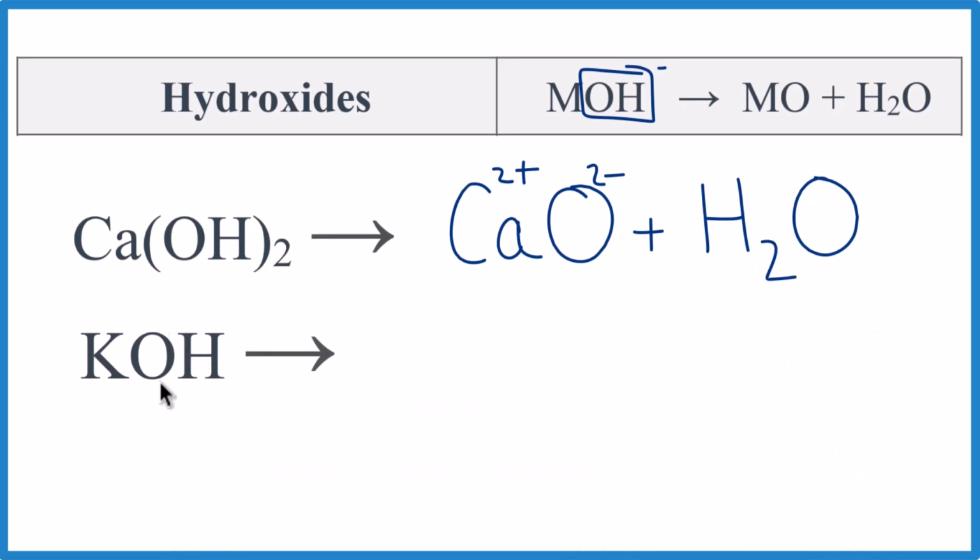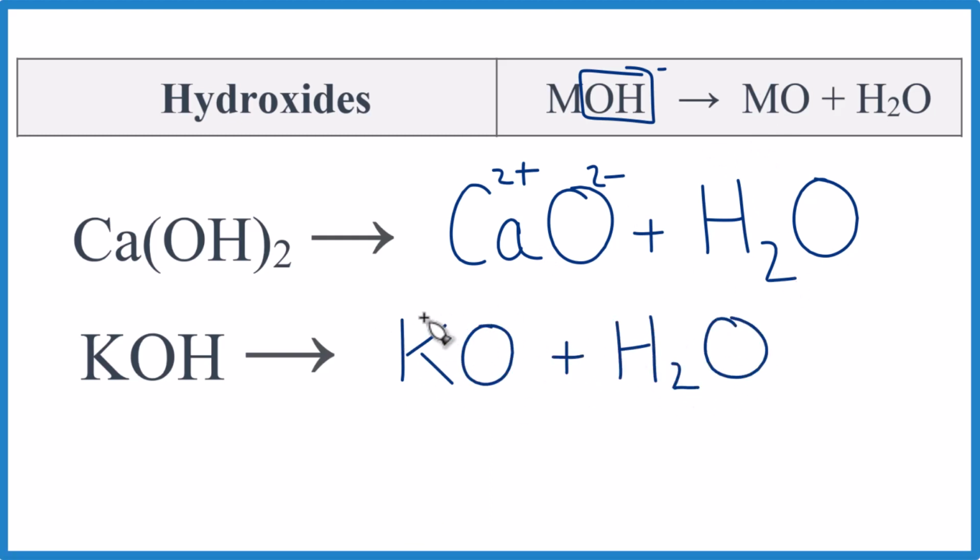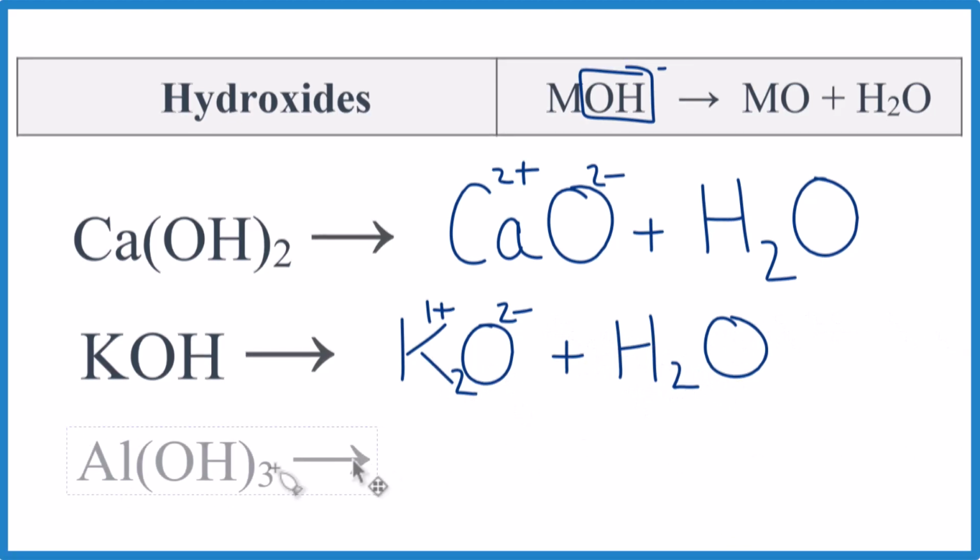So pause and predict the products for the decomposition of KOH. And potassium, that's in group 1 with sodium, so it has a 1+ ionic charge. So we have our metal, that's the K. We put an oxygen with it like it shows us there, plus the water. And we said oxygen, we know that's always 2-. 1+ here for the potassium, so we'll need 2 of those, K2O plus H2O. That's it. All right, one last one.